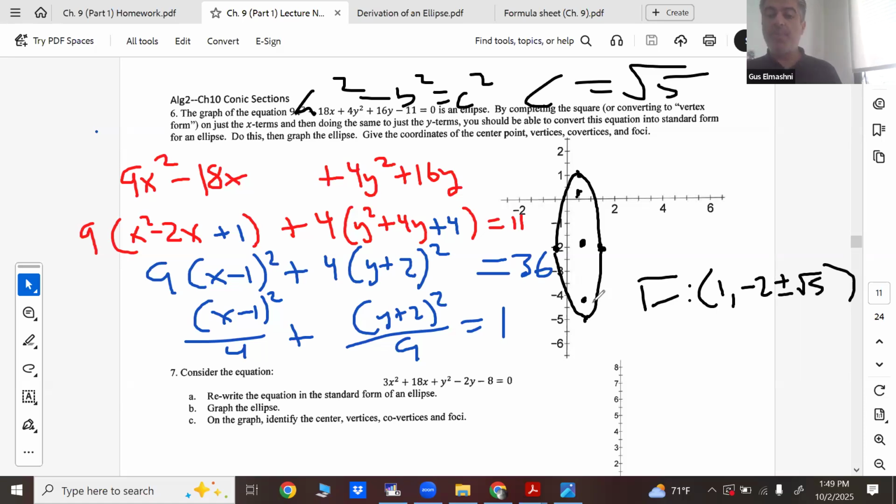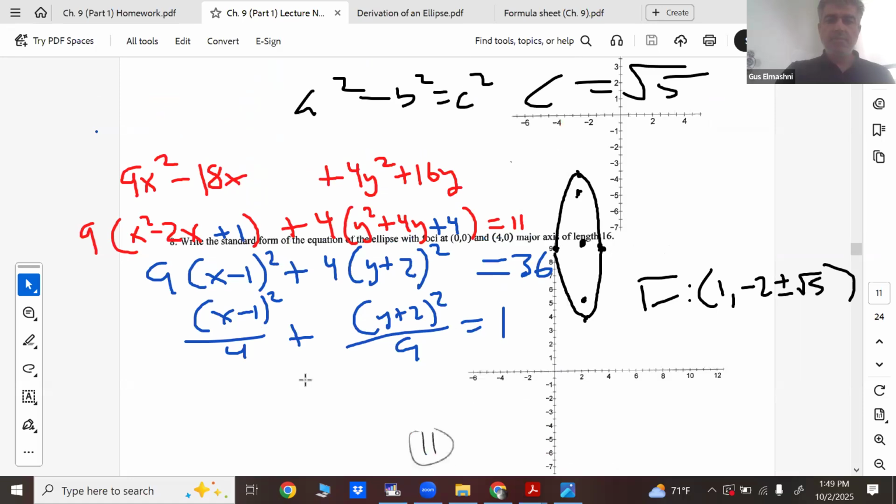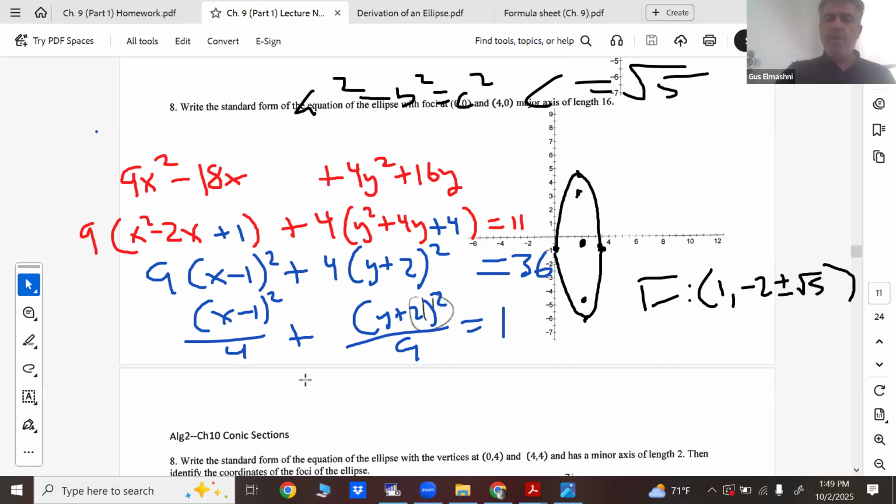So go ahead and do the same thing for number 7. It's completing the square. Must be a little bit wide. For the one I drew, that's just because the scale's off. And do 8 as well while you're at it.